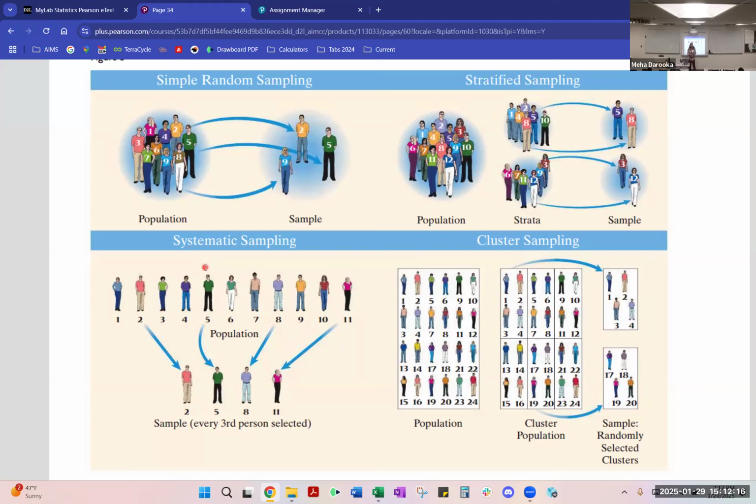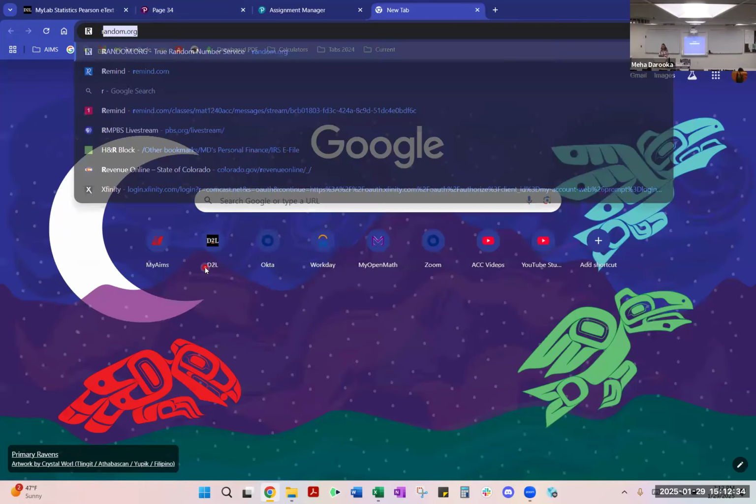So you can use random.org. If you are doing, like Cameron, you would be going 1 through 10. Aaron, you would be doing 1 through 14. Of course, Omar, 1 through 13. Christopher, 1 through 9. Libni, 1 through 10. So again, you guys can use random.org.